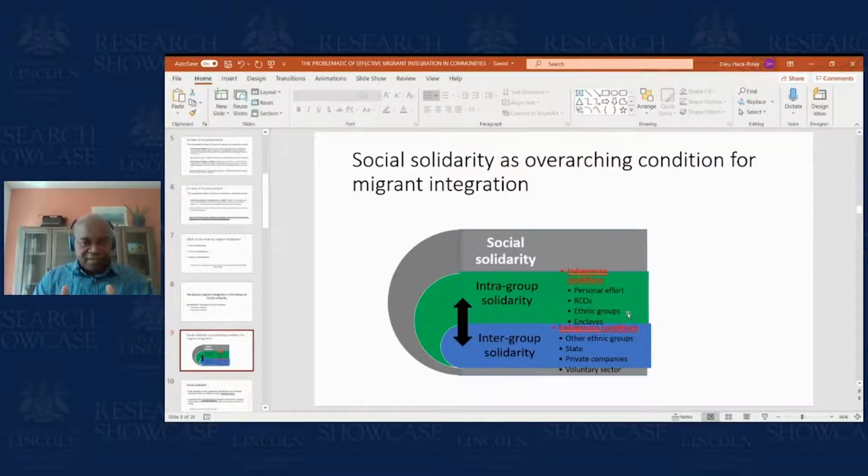So, as we can see, social solidarity is probably the main framework. Without the two dimensions of social solidarity, we run the risk of failing the migrant, because integration is a joint venture, a joint activity by both the incoming group and the existing groups.